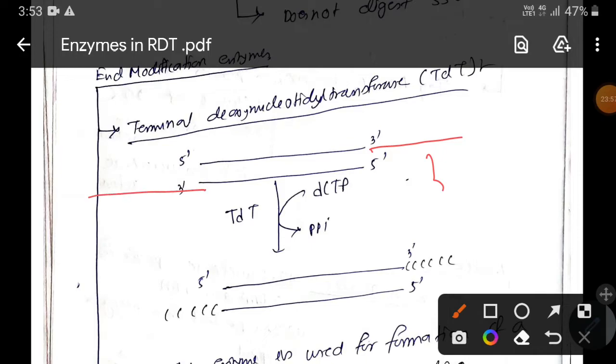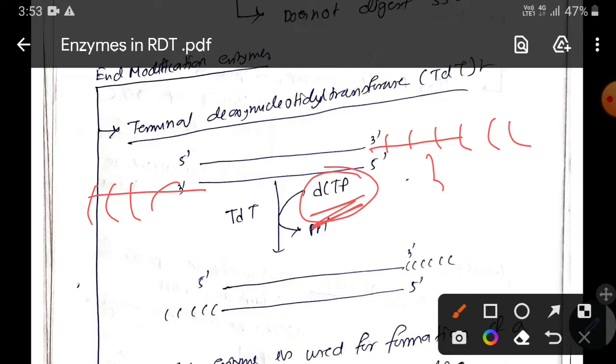So how can it do this? It can do this if you simply add one kind of nucleotide. Suppose, look here, I have only used dCTP. So what does it mean? It means it will simply add cytosine residues at the 3' end, right, resulting in the formation of a 3' staggered end.